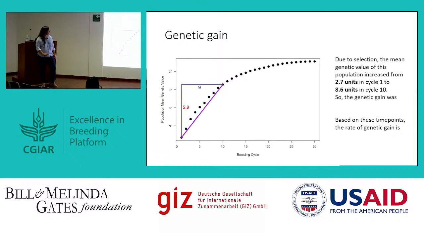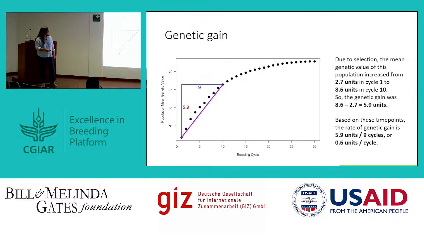We could also calculate and estimate genetic gain at other time points, and then the amount would, of course, change, because from cycle 1 to 10, the difference in that was, you could probably fill this in, think it through for a minute, how you would calculate this. I'm not going to do it in my head. So 8.6 minus 2.7, you have a genetic gain of 5.9 units. And then if I asked you for the rate of genetic gain, just based on these two time points, knowing that the difference is 9 cycles, you'd have 5.9 units over 9 cycles, so around 0.6 units per cycle.